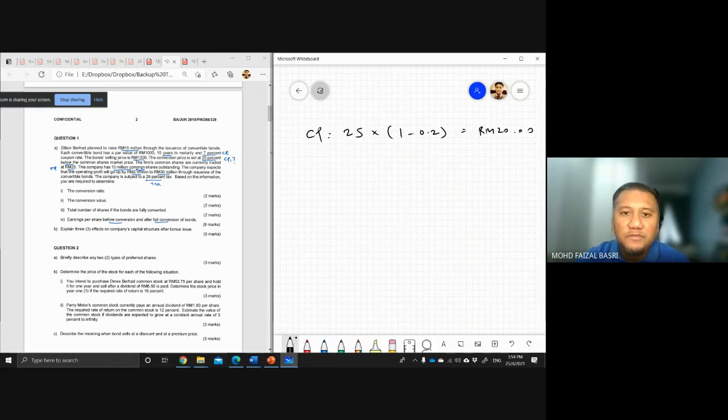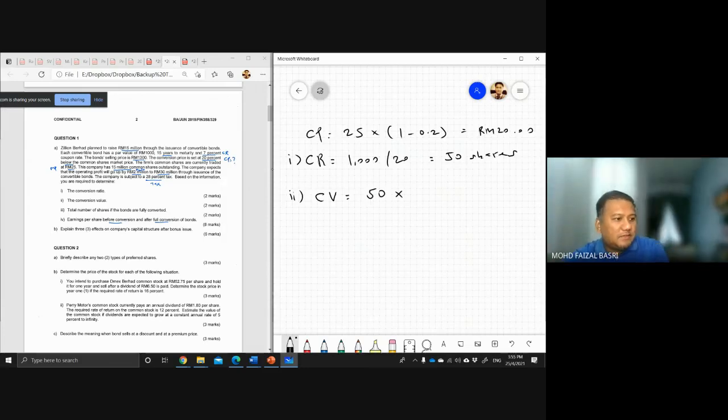Okay, so once we have the conversion price, then we can calculate the conversion ratio. So conversion ratio is 1000 divided by 20 ringgit. So you have here 50 shares. So meaning for every bond, they can convert into 50 shares, right? And that's conversion ratio. This is actually number one, conversion ratio. Number two, conversion value. Okay, conversion value, it's based on conversion ratio, 50 shares. You multiply with the conversion, based on the market price. Okay, so the market price tadi 25 ringgit.